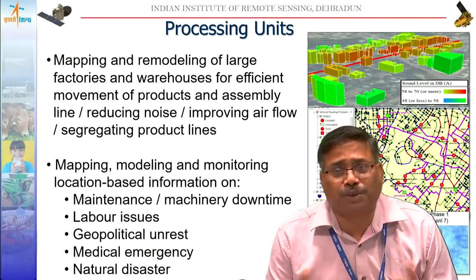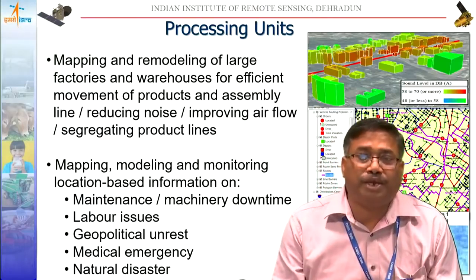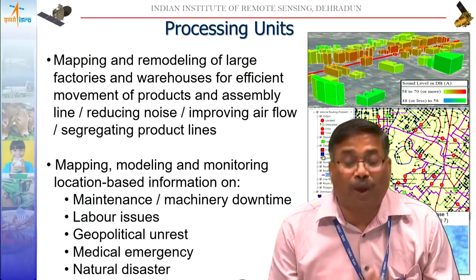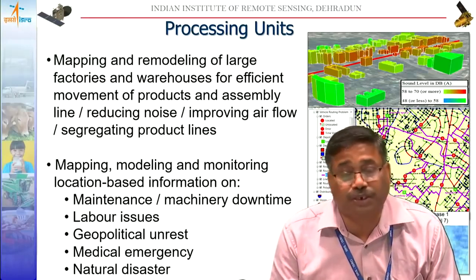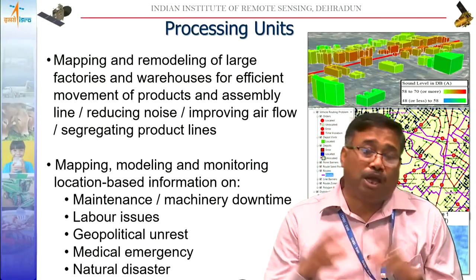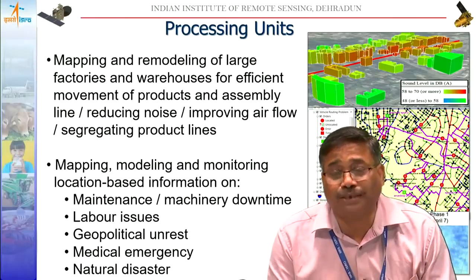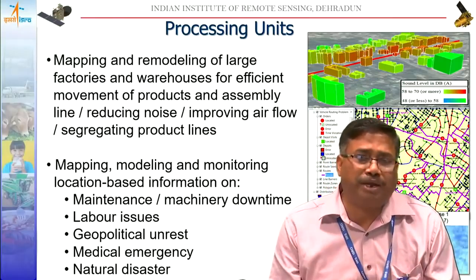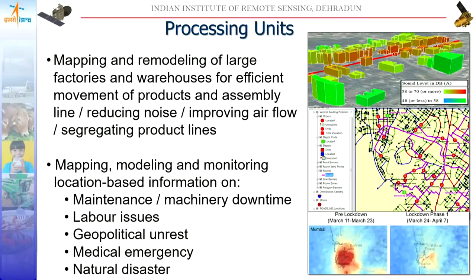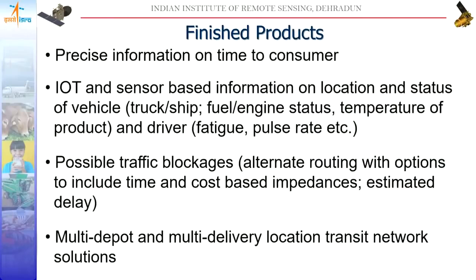The second stage is the processing units. You can really make use of these technologies where you should have those processing units. What should be the exact location where I can mobilize my resources? All those things can be handled by making use of GIS or geospatial technology. You can even talk about location-based information like labor issues, geopolitical unrest, medical emergency, natural disasters. All those things can be directly catered to by making use of geospatial technology.